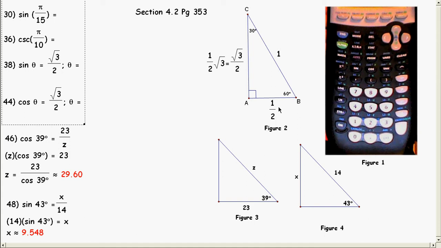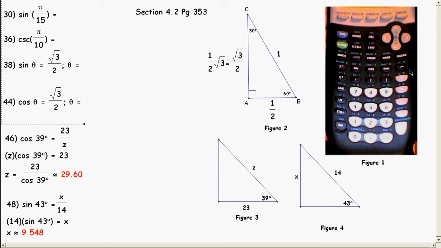So the first thing we're looking at on number 30 is the sine of pi over 15. That's in radians. So make sure that, looking at figure 1 on the TI-84 calculator, you push the mode key and ensure that on the third row down it's reading radian and not degree. Go ahead and second quit that, and now simply punch in sine, then pi, which is this key right here, divided by 15, close parentheses, and hit enter.